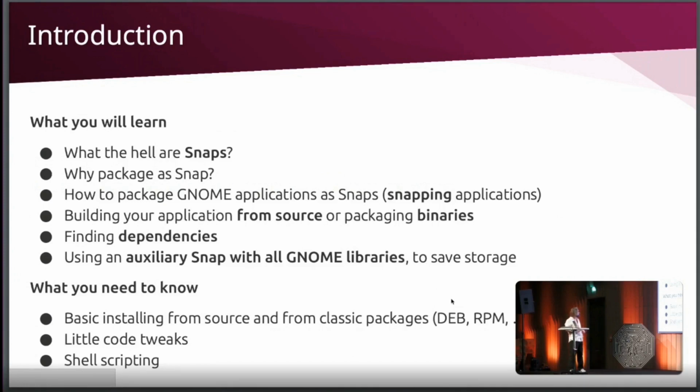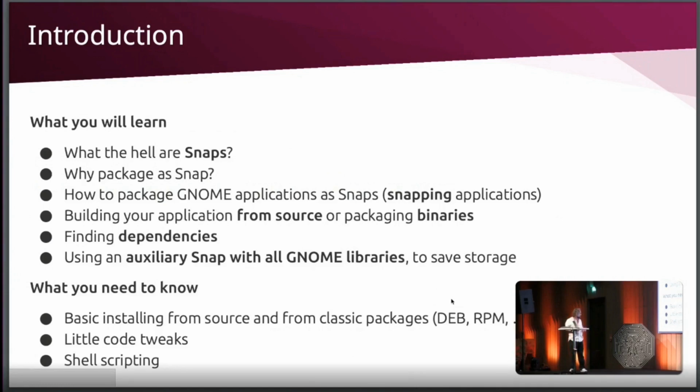So you also learn building your applications from source or from binaries, so it can be used for open source and closed source. Also for quick and dirty snapping from Debian packages. Then, to satisfy dependencies, you use an auxiliary snap with all GNOME libraries in it to save storage, because snaps always bring their libraries and dependencies, and with desktop applications, it is a huge waste of storage, and we solve it this way.